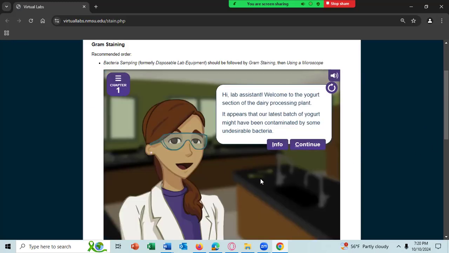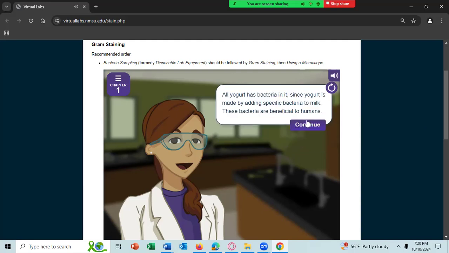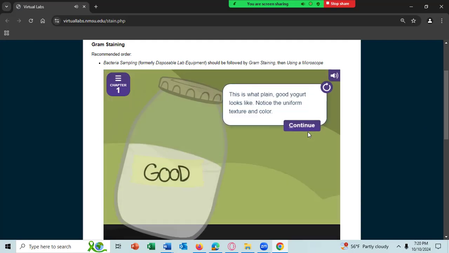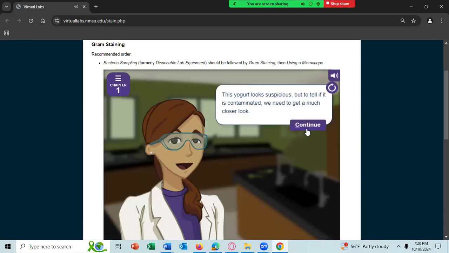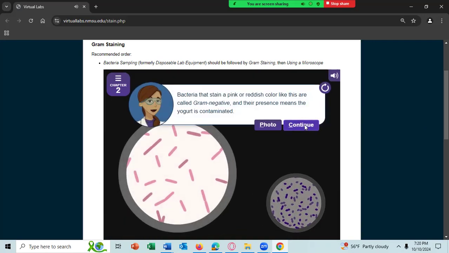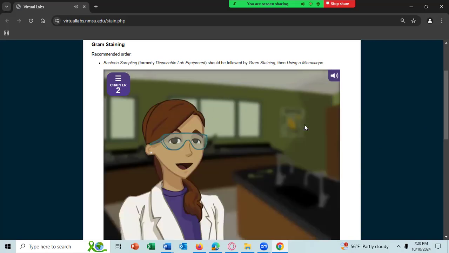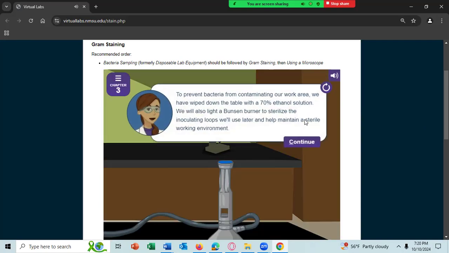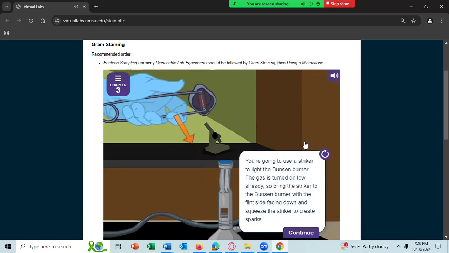Hi, Lab Assistant. Welcome. I'm not going to go through all of the discussion here. Let me get to the part of the gram stain. In the gram stain, bacteria that stain... All right, let's prepare our slide. To prevent bacteria from contaminating our work area, we have wiped down the table with a 70% ethanol solution. We will also light a Bunsen burner to sterilize the inoculating loops we'll use later and help maintain a sterile working environment. You're going to use a striker to light the Bunsen burner.